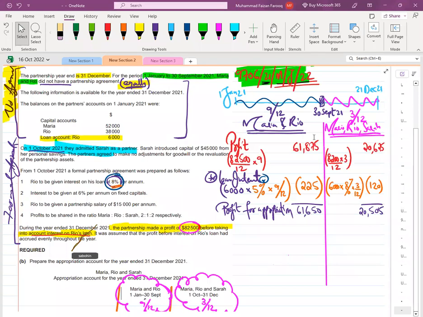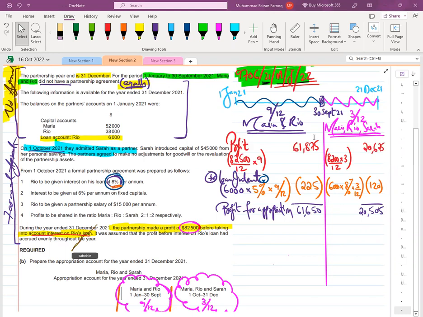If there is no partnership agreement, the profit will be shared equally. And if there is any loan given by a partner, the interest percentage is 5%. This is not given in the question. This is the amount which we have to memorize.